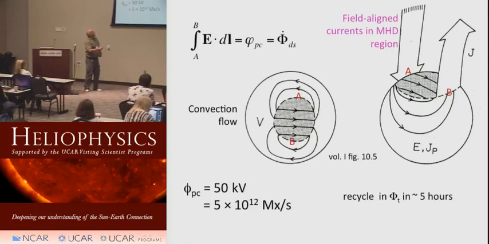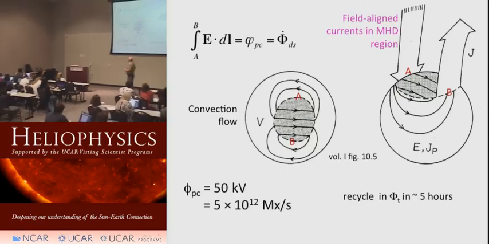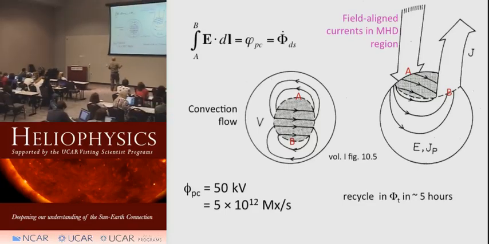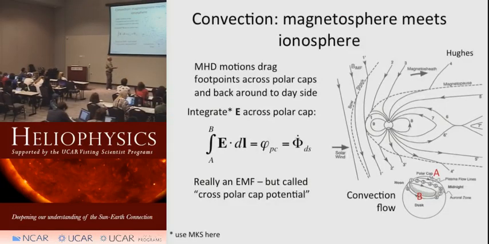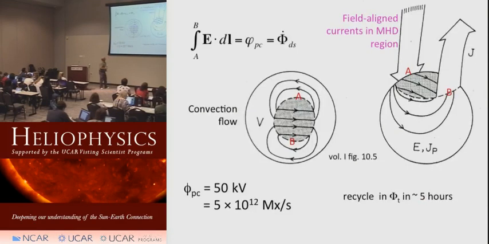So they come out of one side. What would this be? This would be the dawn side. They go into the dawn side and come out of the dusk side. Simple picture. And you can put in the numbers. Polar cap potentials are typically observed to be about 50 kilovolts. I think in your lab yesterday you saw some plots of polar cap potentials. They kind of looked like this in at least one hemisphere.